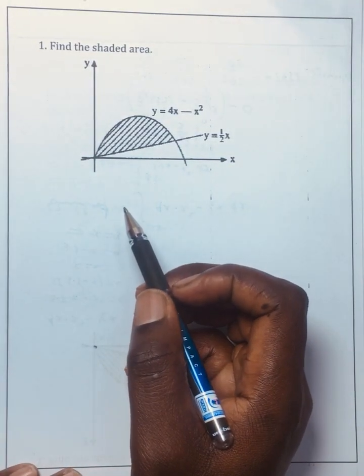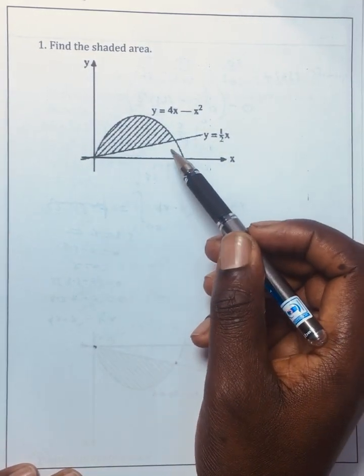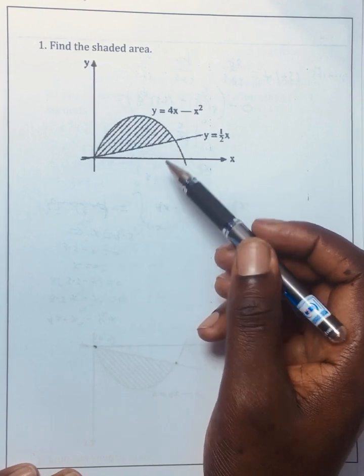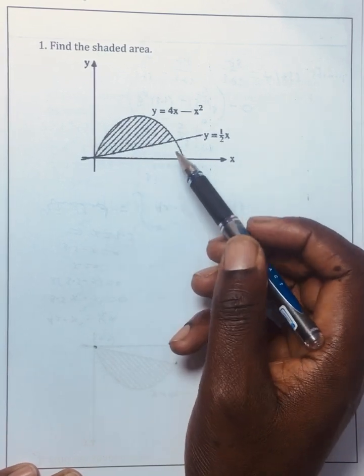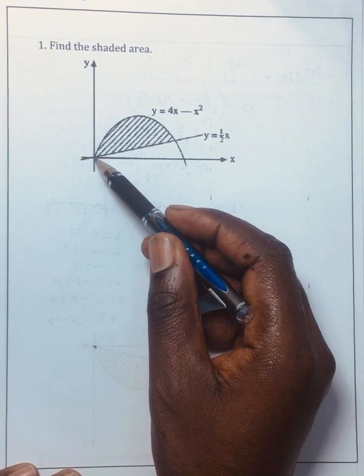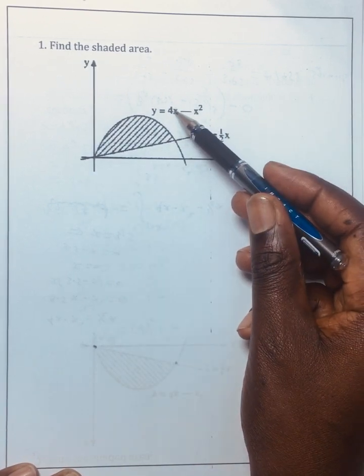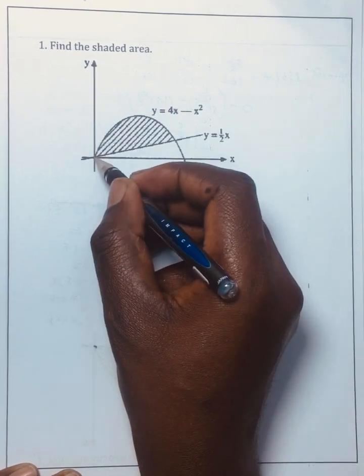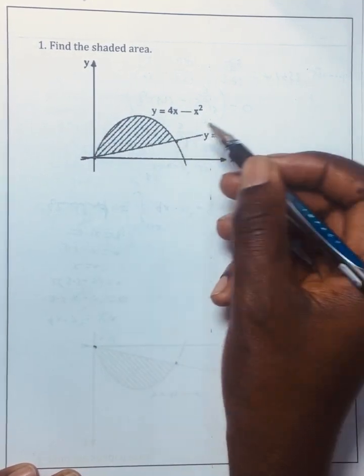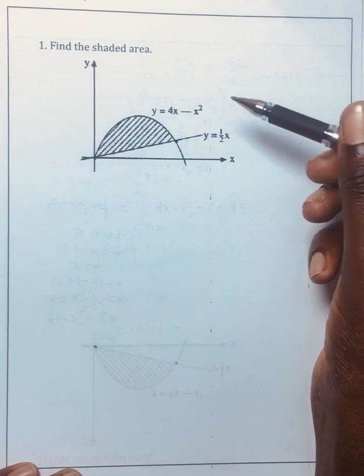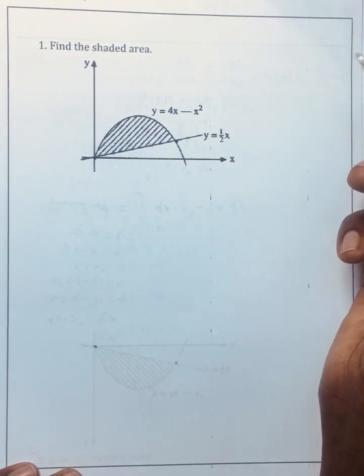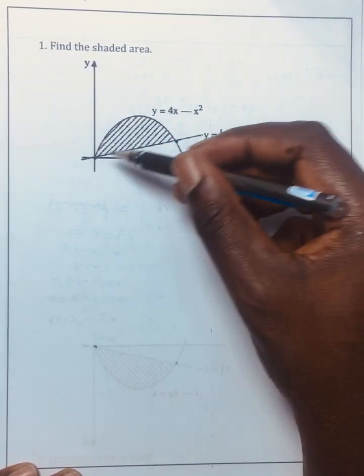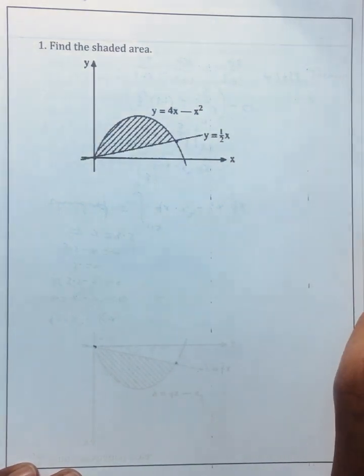Find the shaded area. For us to do that, we're going to apply integration. We are going to look for the points of intersection between these two curves, that one and that one. So for us to get the points, this point and that point, we're just going to calculate the value of x here and the value of x there.